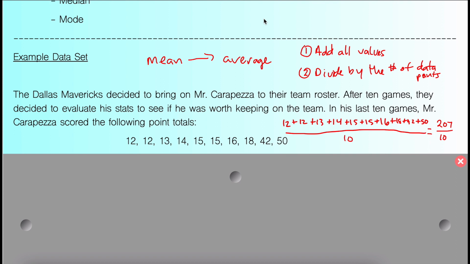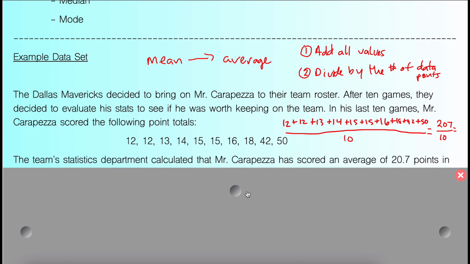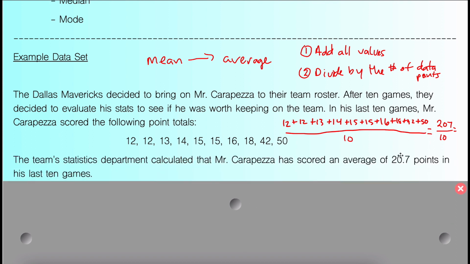All right, so as you can see on the screen, I've set up adding all of the values, dividing by the number of values, which there were 10. So when you add them all up, you get 207, and you divide that by 10. And so this tells me that my average points scored over these 10 games, the statistics department will find that I averaged 20.7 points. And that's from 207 divided by 10. Sounds pretty good. If you follow the NBA at all, any player who averages about 21 points a game is definitely worth keeping on the roster.